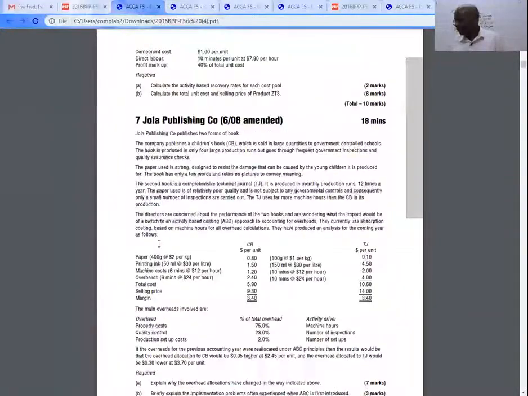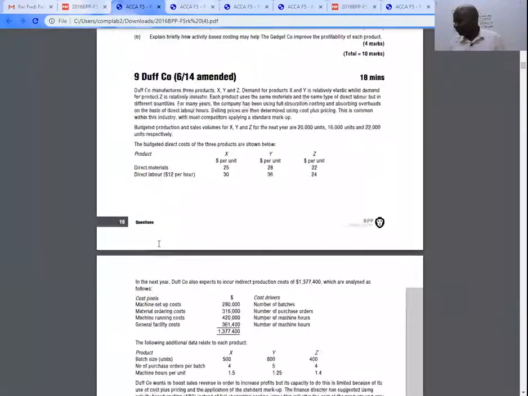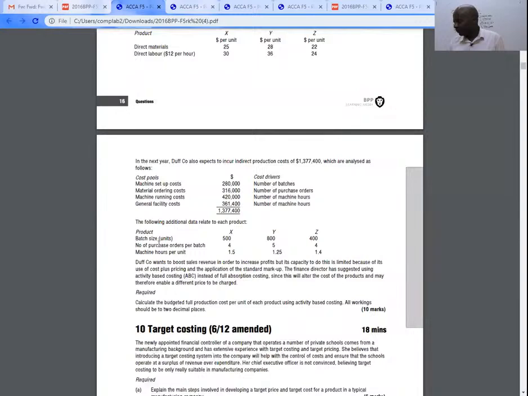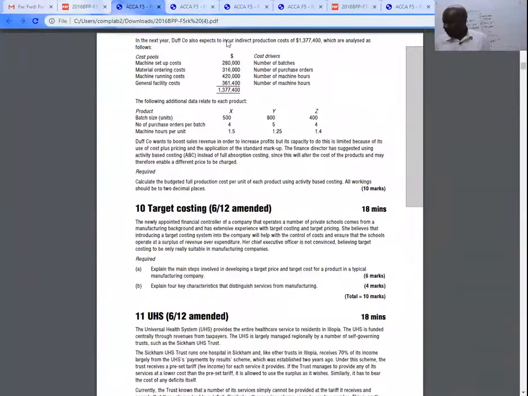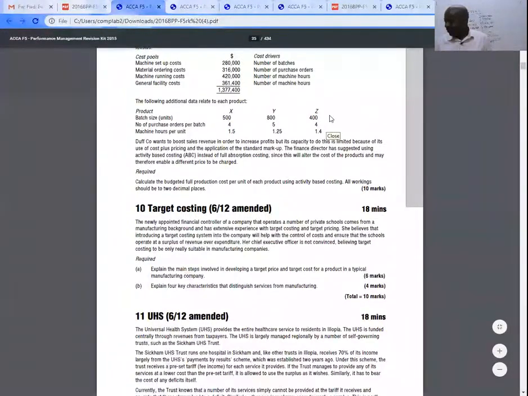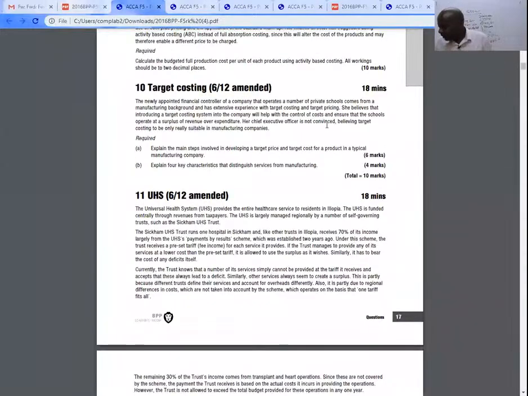So question number 10, for the ones who have this, I would want them to go to question number 10. Yes, question number 10 is there, target costing. For ACCA, you simply scroll through and you'll be able to get question number 10 very easily. It is page number 17.